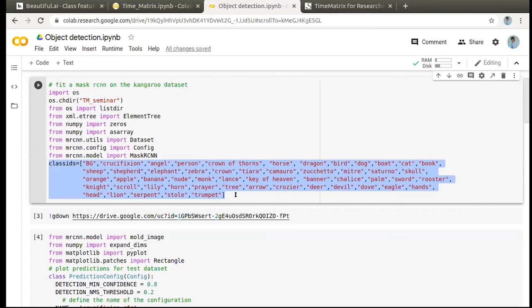For example, if the model detects just trees on the paintings without a person, we can assume that it's a landscape. We decided to add the class nude to be able to detect paintings of Greek or Roman mythology.